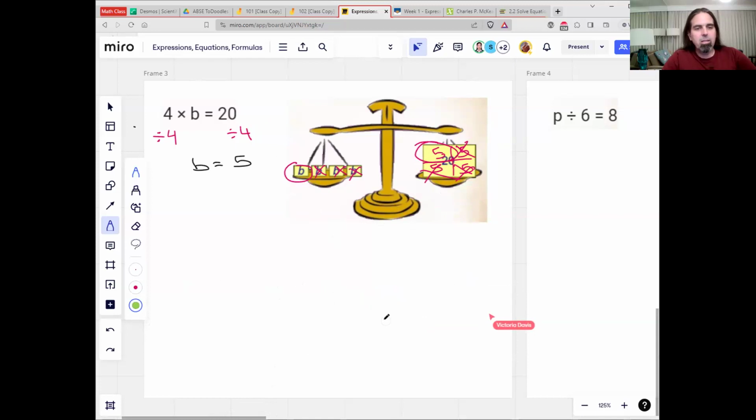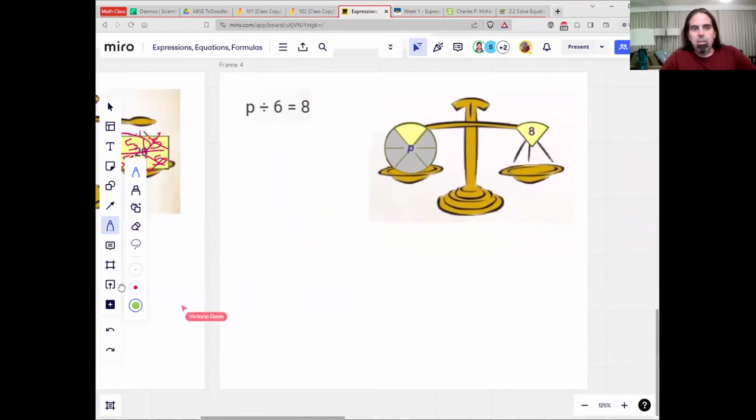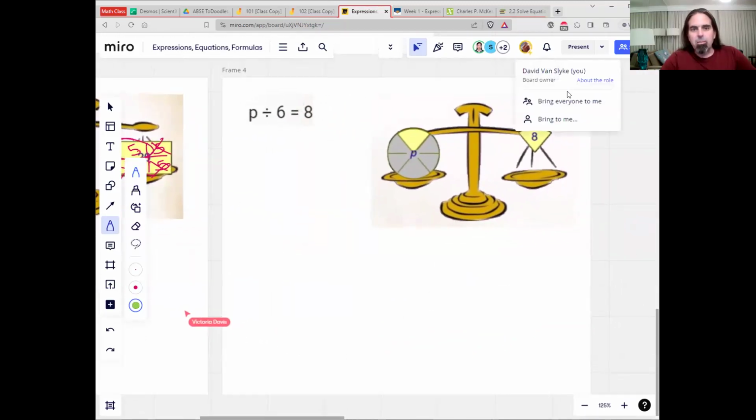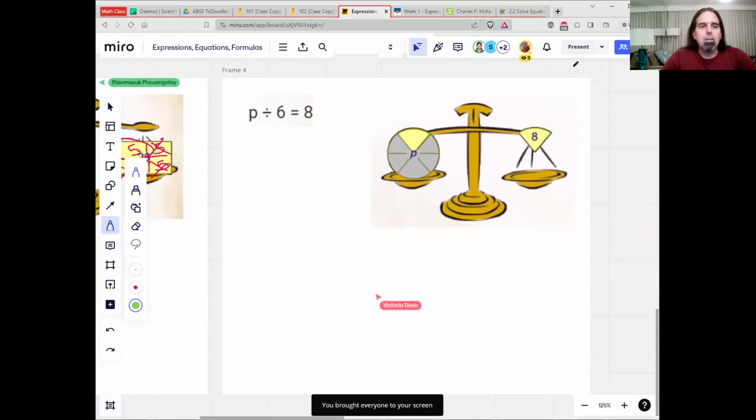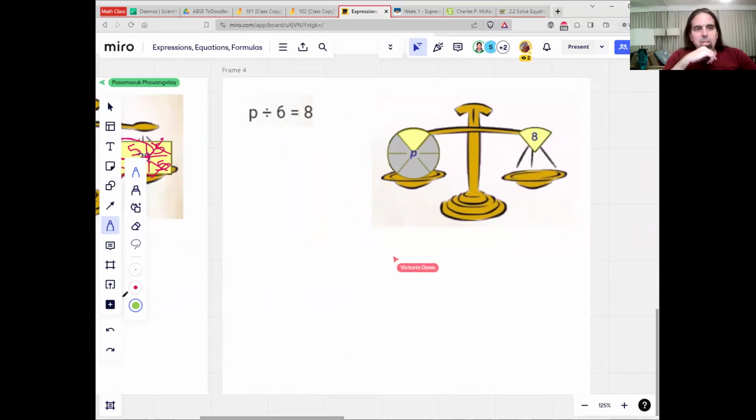The next one is P divided by 6 equals 8. So I have a pizza. I'm calling it P for pizza. And I have only 1/6 of the pizza. That's my piece, and that's equal to 8. I'm not sure what 8 is. Maybe 8 pieces of pepperoni or 8 bites or something like that. So 1/6 of the P is 8. How would I solve this one?